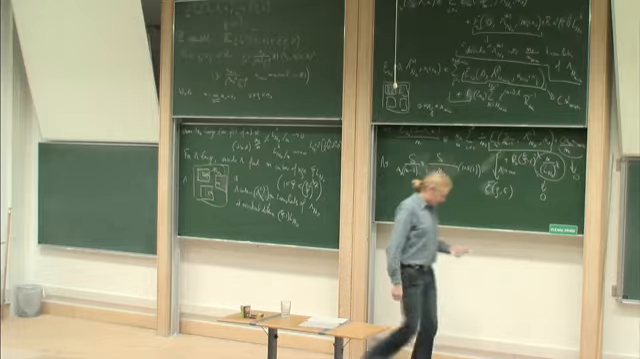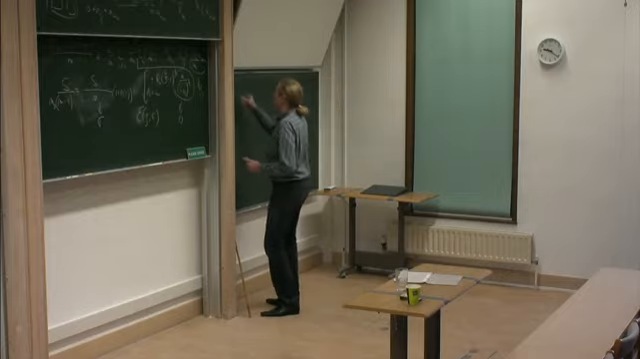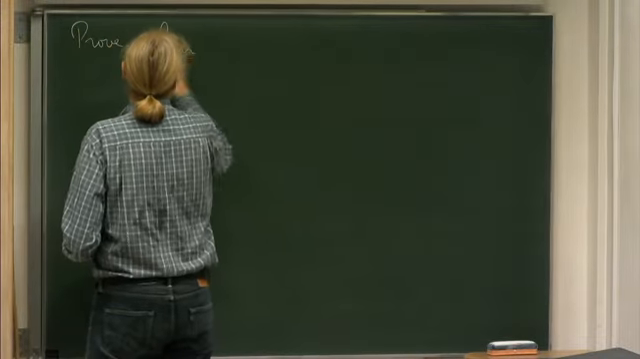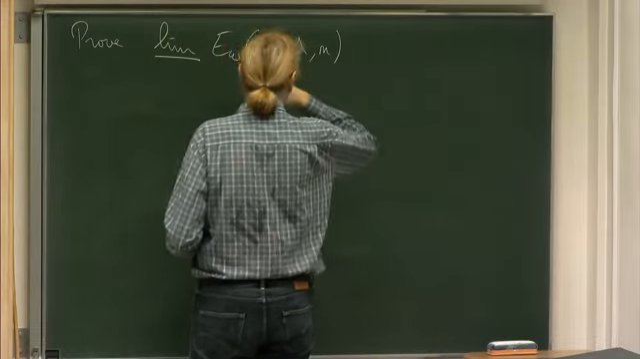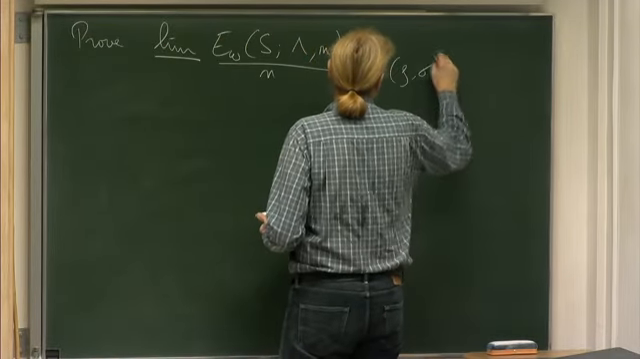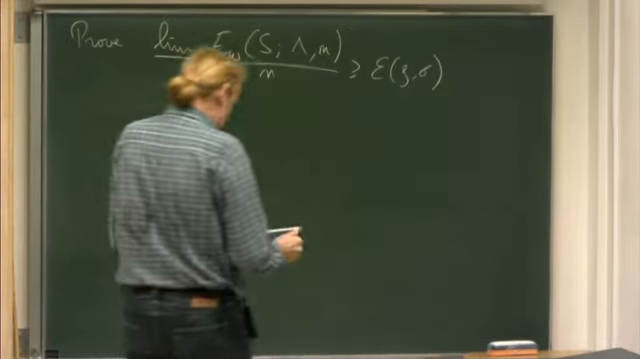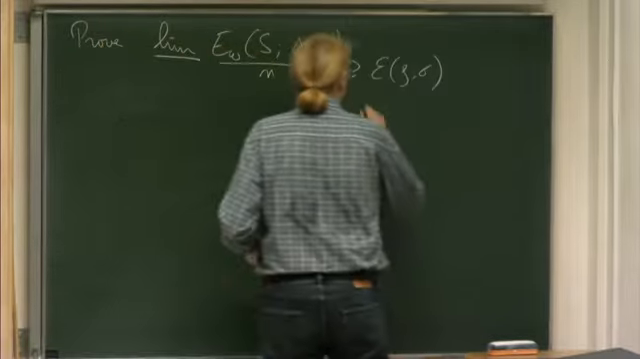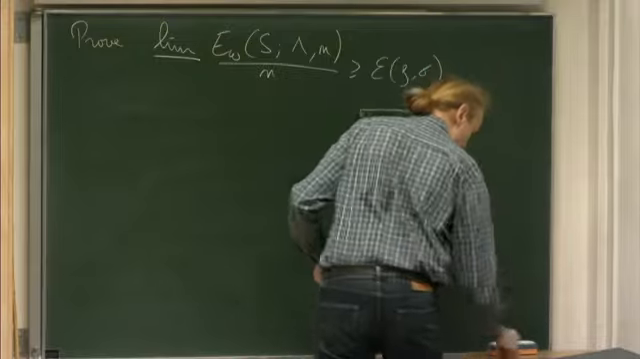So this settles the upper bound, and now the lower bound. Now we want to prove that the limit of E omega S lambda n divided by n is larger than E rho sigma. And what we're going to do is use the upper bound that we just proved in the following way. The idea is just the following: we take a cube, so maybe larger.